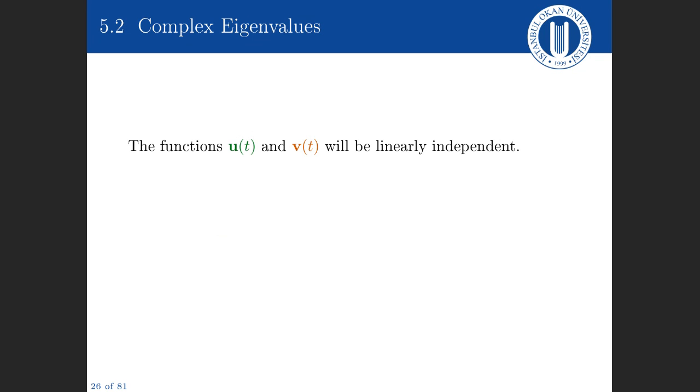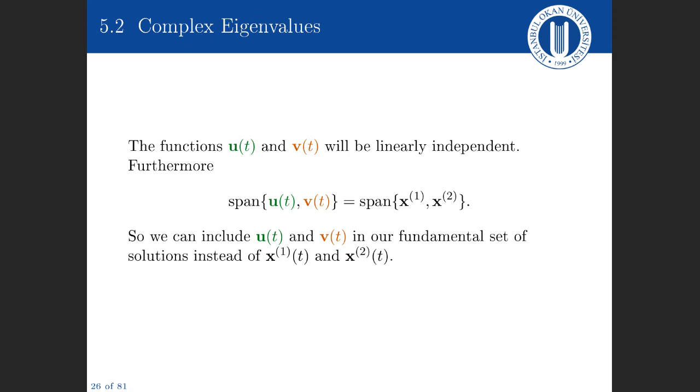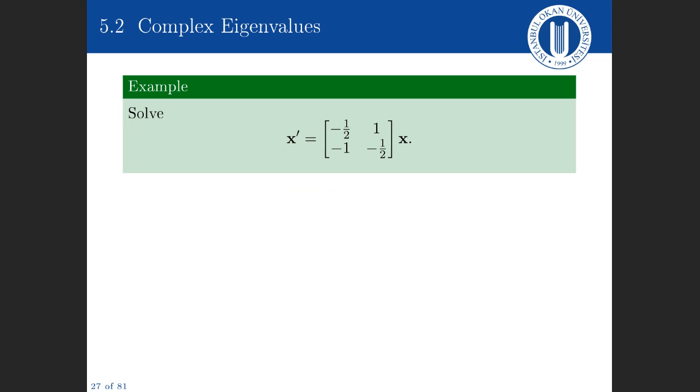Now, these two functions are going to be linearly independent. They're going to solve the differential equation, and they're going to have the same span as x1 and x2. That means that instead of using x1 and x2 in our fundamental set of solutions, we can use u and v instead. So that's the theory. Let's do an example.